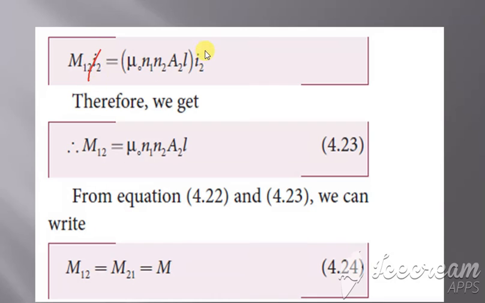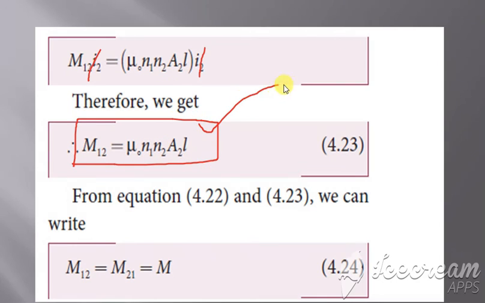Now on both sides cancel the value of I2. So we get M12 is equal to mu naught n1 n2 A2 into L. Comparing this with the equation which we got already, we can say that M12 and M21 are both equal. So they have the same value.